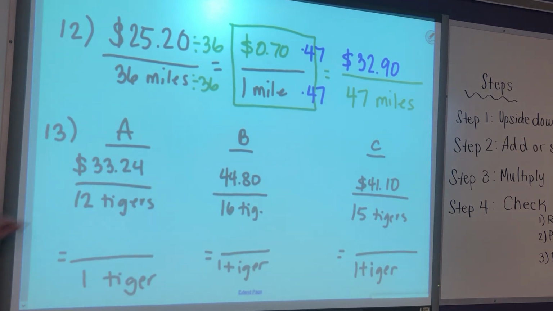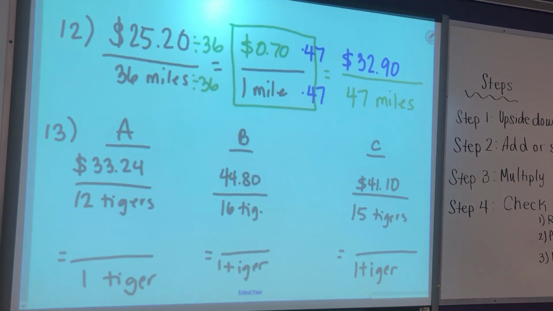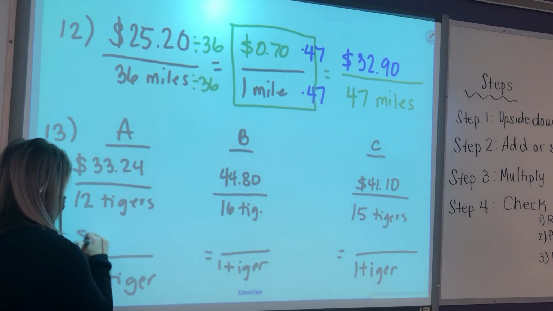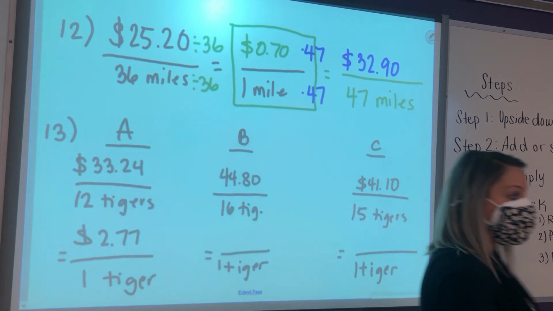Okay. So how am I going to get from 12 tigers to 1 tiger? I'm going to divide. What am I going to divide by? Okay, I'm going to divide by 12. So 33.24 divided by 12, $2.77. That's not bad, right?